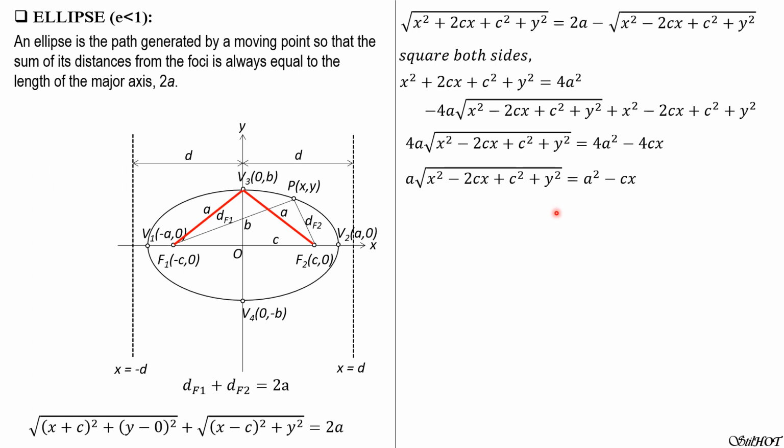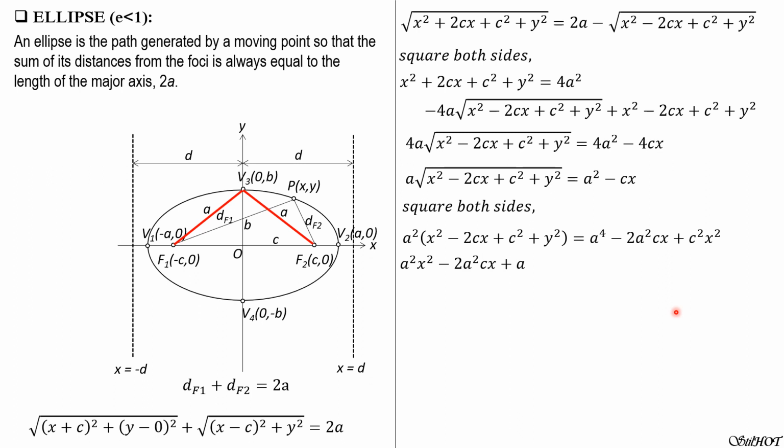Next, we square both sides. And this becomes a squared quantity x squared minus 2cx plus c squared plus y squared equals a to the fourth minus 2a squared cx plus c squared x squared. Expand. So a squared x squared minus 2a squared cx plus a squared c squared plus a squared y squared equals a to the fourth minus 2a squared cx plus c squared x squared.